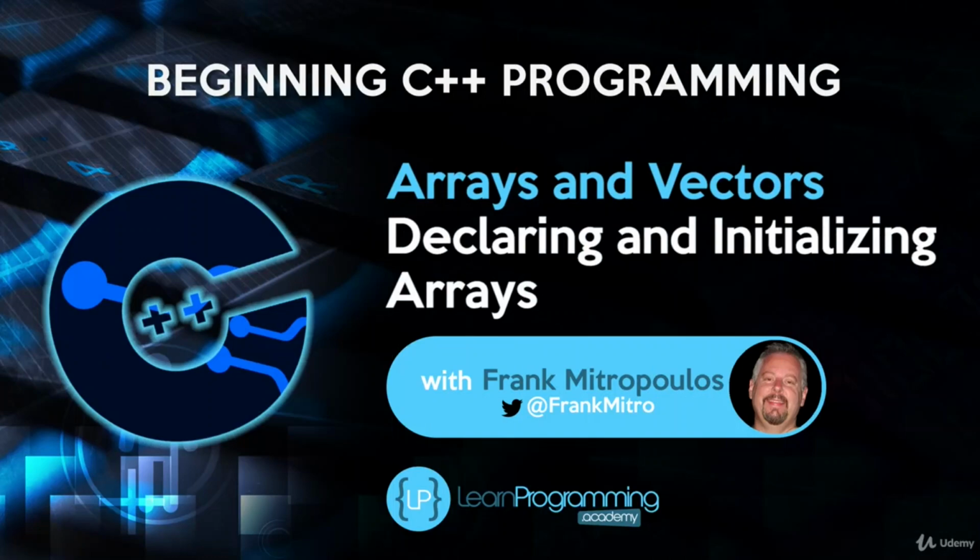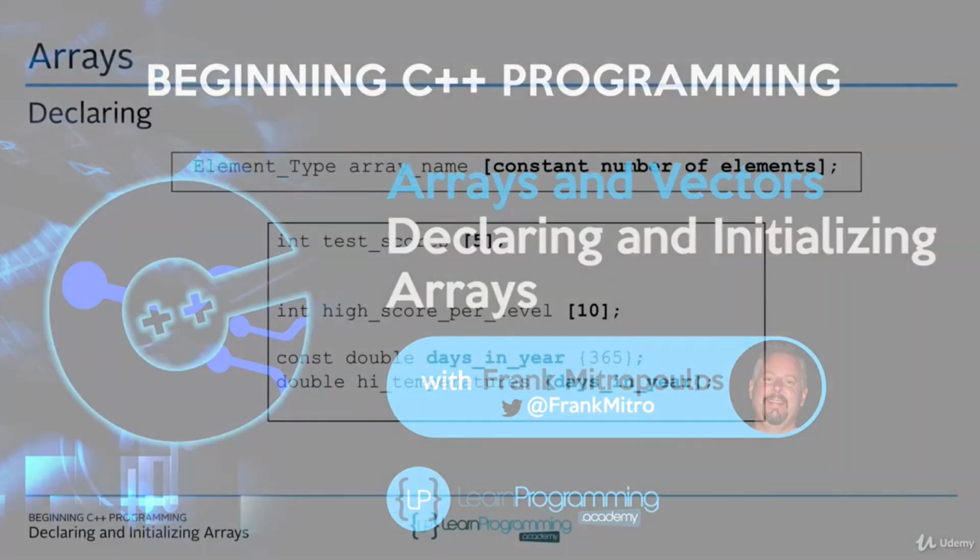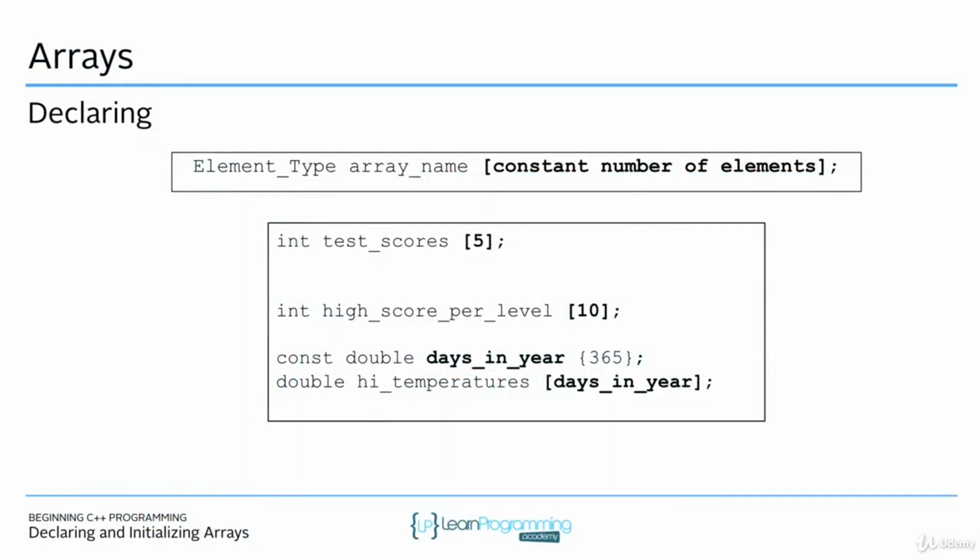In this video, we'll look at the syntax for declaring and initializing arrays. The syntax for an array declaration is very simple. First, we write the type of each element in the array. This is followed by the name of the array variable. Then we provide square brackets, which is the array indexing operator, and in the square brackets we provide the size that we want the array to be.